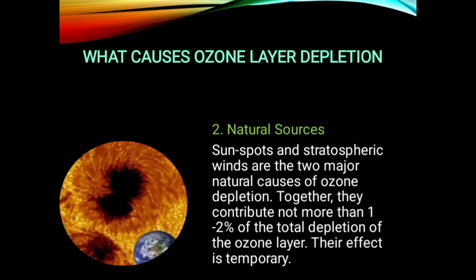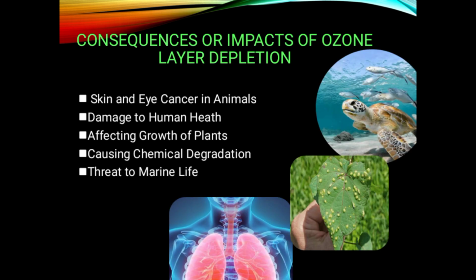Still looking at the major causes of ozone layer depletion. Natural sources. What are the natural causes of ozone layer depletion? They are sunspots and stratospheric winds. And together, they contribute not more than 1 to 2% of total depletion of the ozone layer. So their effect is temporary. Consequences of ozone layer depletion, or the impact of ozone layer depletion.